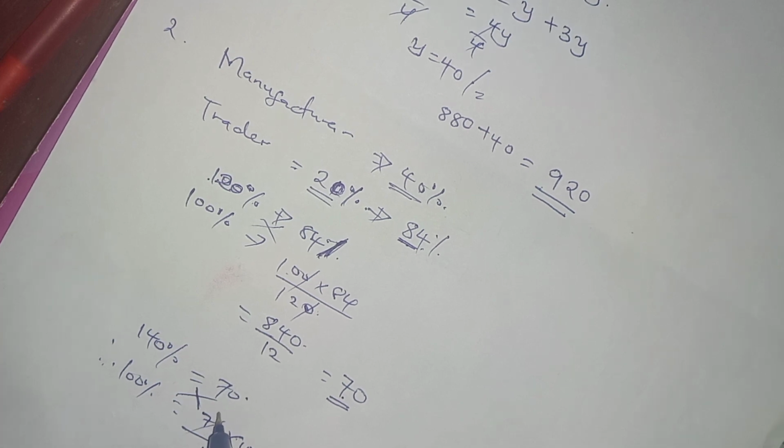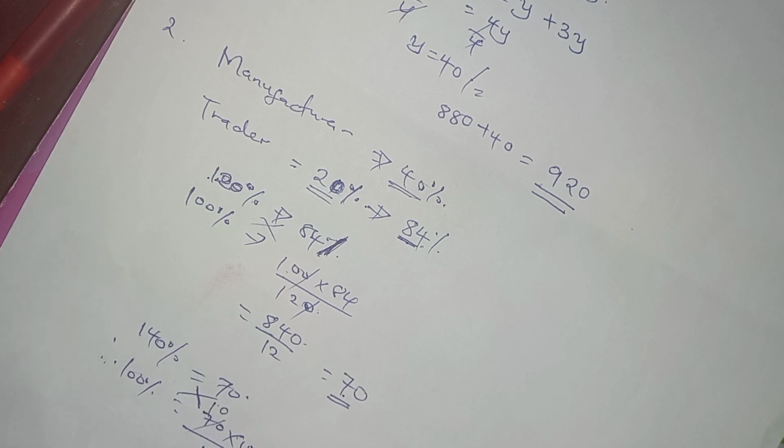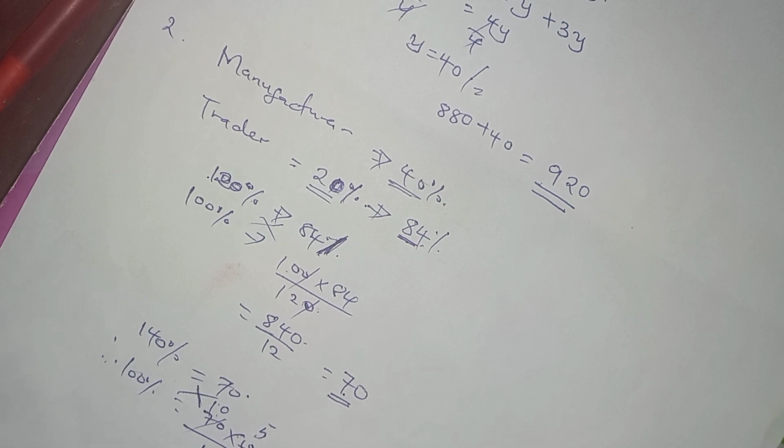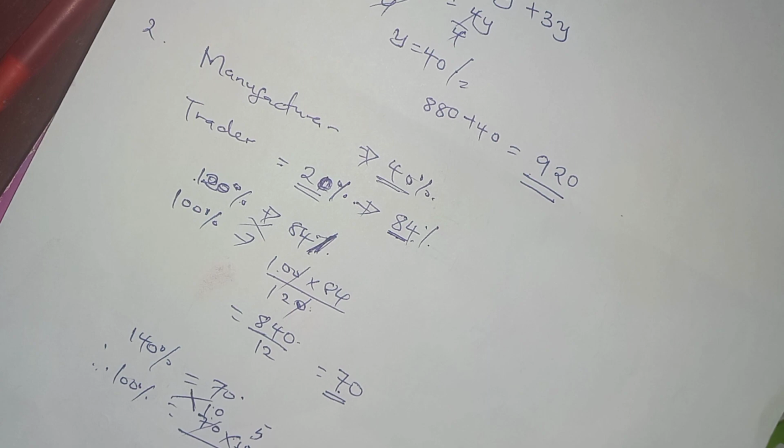This 7 will go here. Here this 7 will go here 2 times. Here this 2 will go here 5 times. So the cost of manufacturing was 50 shillings. Yes, that way. Now let us look at number 3 here.